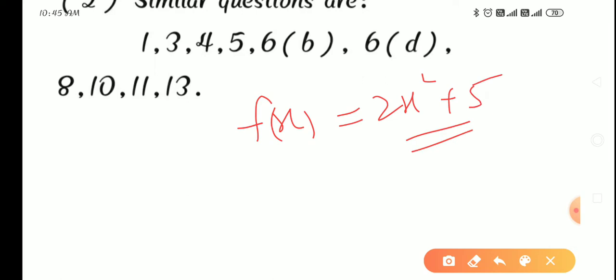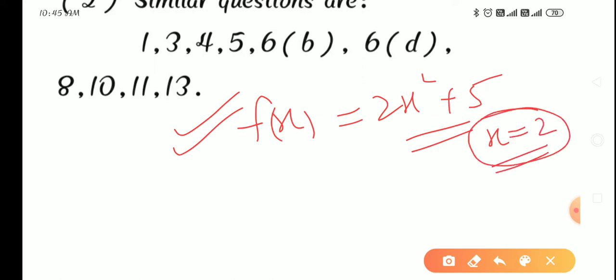What is the method? Suppose a function is given, f(x) equals 2x square plus 5. How can you show this function is continuous at x equals 2? Suppose that this particular point is given. Today I will take the questions only in which a particular point is given. Means at a given particular point you have to show the continuity, or you have to discuss the continuity.